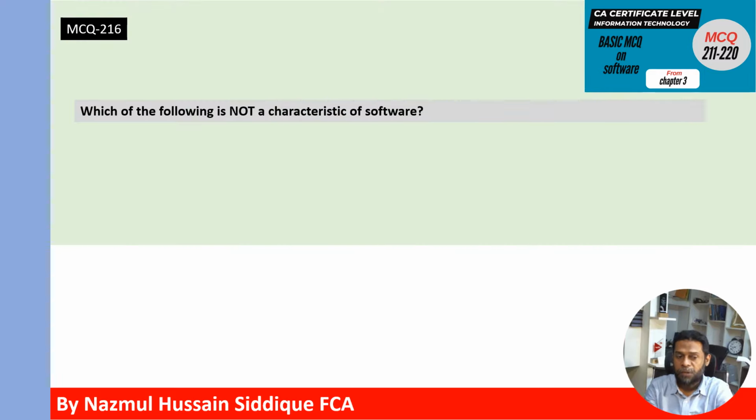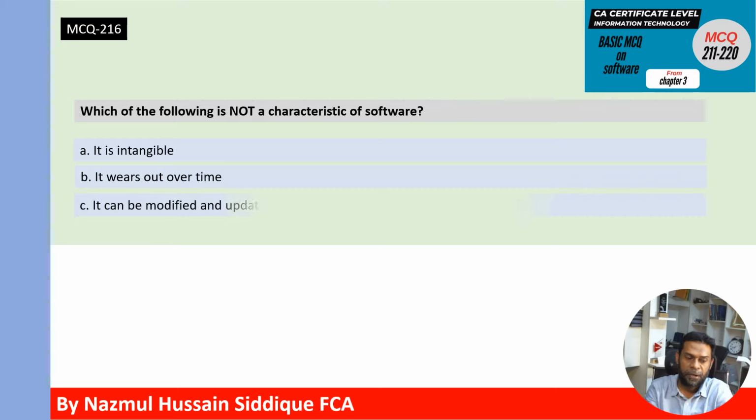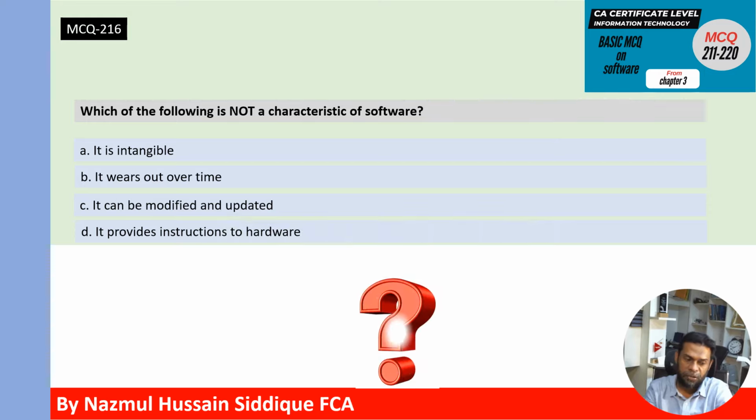Next question. Which of the following is not a characteristic of software? Option A. It is intangible. Option B. It wears out over time. Option C. It can be modified and updated. Option D. It provides instructions to hardware. We have to find out the option which is not a characteristic of software. The correct option is B. It wears out over time is not a characteristic of software.